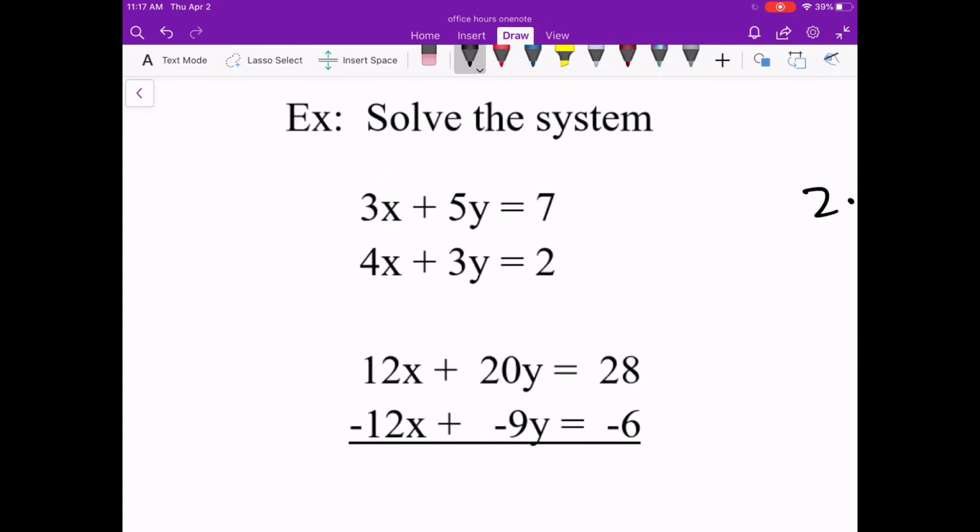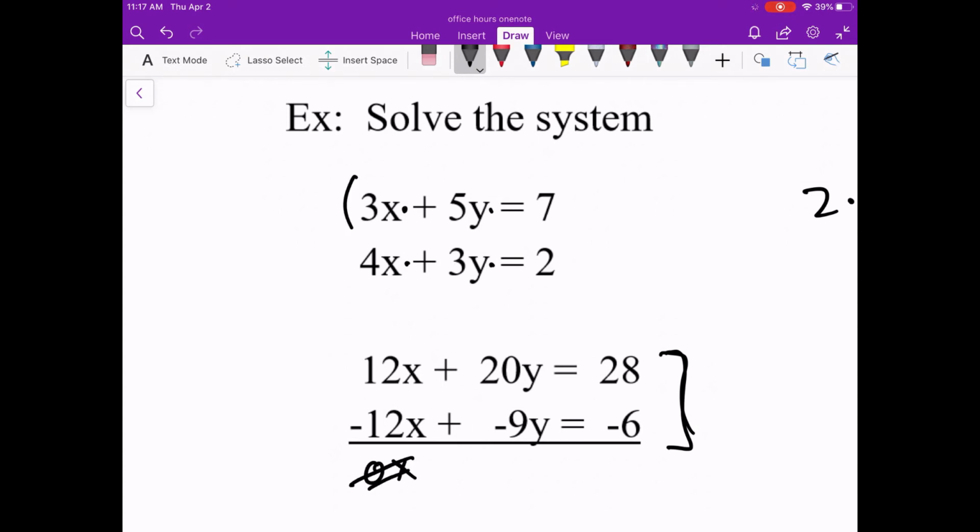This system of equations is not set up for a variable to be eliminated. 3x and 4x would get me 7x, 5y and 3y would get me 8y, so neither variable would be eliminated. What I need to do is turn it into a system like this one down here, where a variable would be eliminated. 12x and negative 12x would be 0x. Don't even need to write it down.